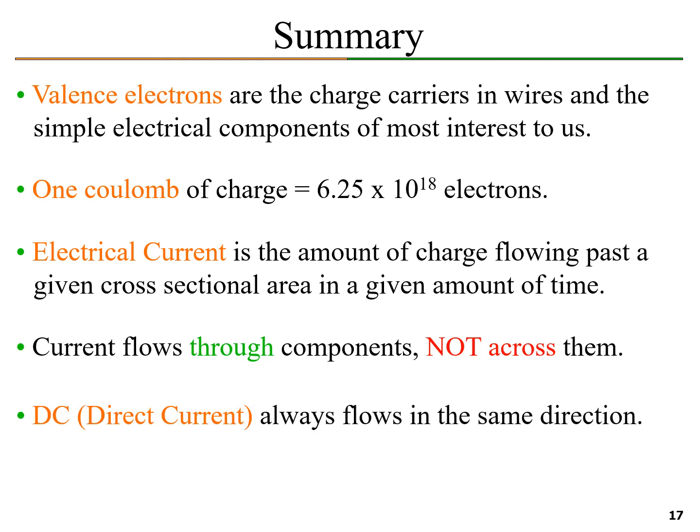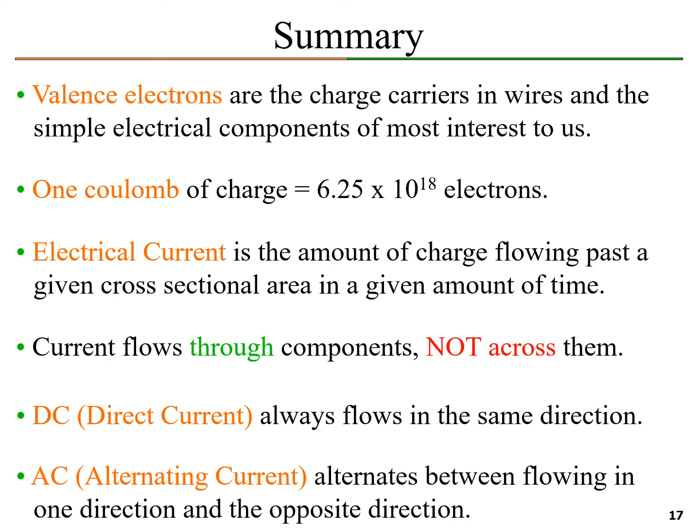Direct current, DC, always flows in the same direction. It does not change signs. Alternating current, AC, alternates between flowing in one direction and the opposite direction. Now, this lecture has been more foundational than actually electrical circuits. In electrical circuits, we spend time trying to find voltage, current, and impedance or resistance. But we have to build our foundation to make our circuit analysis skills better.